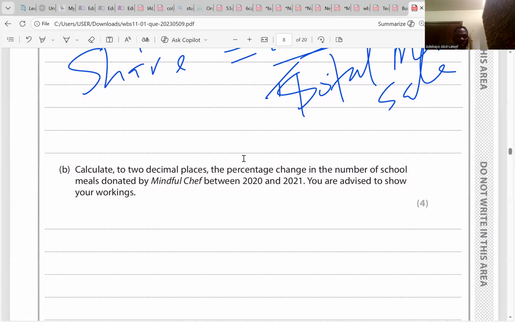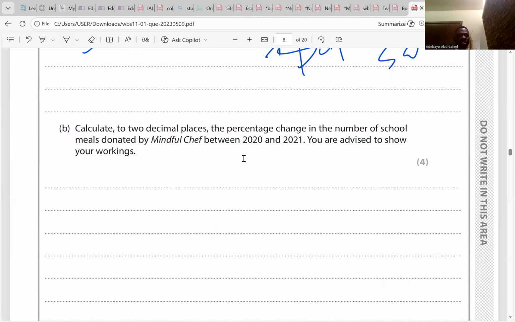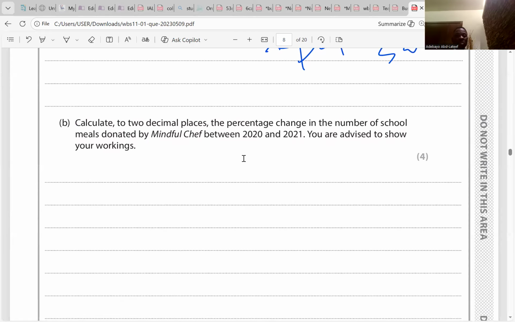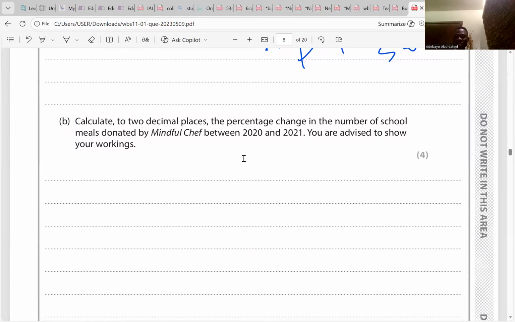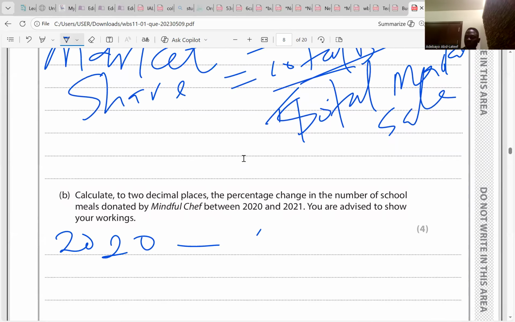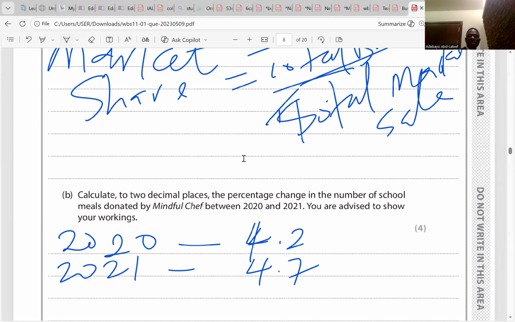So we'll go to question 2B. They said calculate to 2 decimal places the percentage change in the number of school meals donated by Mindful Share between 2020 and 2021. In 2020, it is 4.2. And in 2021, it is 4.7, right? Yes.